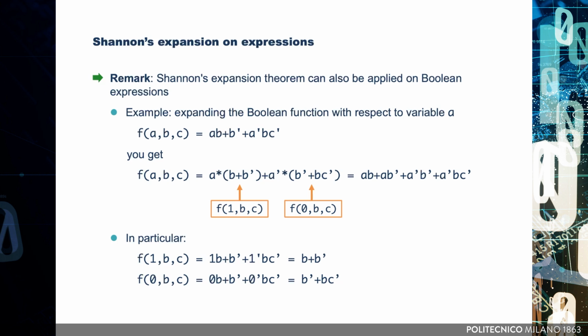In the first case, we replace a with 1 in the expression, while in the second case, we replace a with 0. Then we simplify both expressions with respect to the neutral element and absorbing element. For example, in the first case, 1 and b simplifies to b, while not 1 and b and not c simplifies to 0 and b and not c, which equals 0 and therefore disappears.